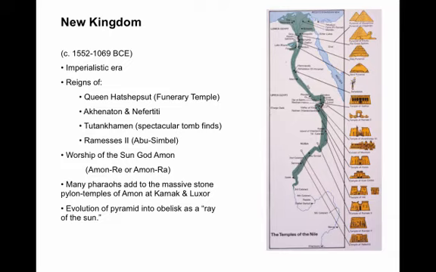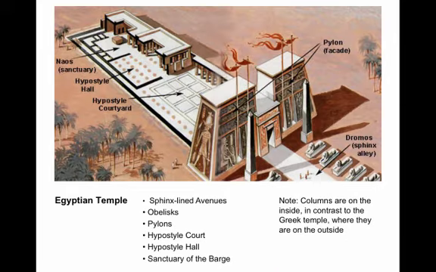And we have these massive stone temples at Amon and Karnak and Luxor, and they keep getting added onto. And the pyramid is still there, but it becomes the obelisk, a ray of the sun. The other thing to notice is that as we go through history, we're moving south. So, a typical Egyptian temple. Number one, sphinx or ram-lined avenues. So we approach by a long avenue, linear. It's lined with sphinxes or rams.